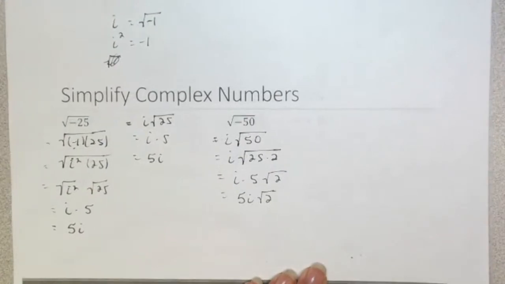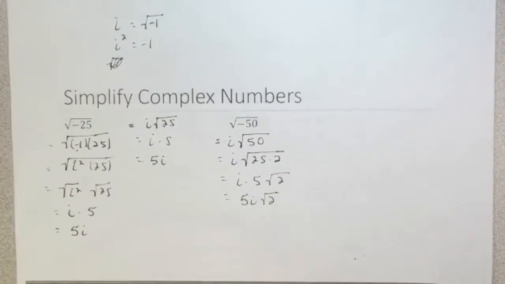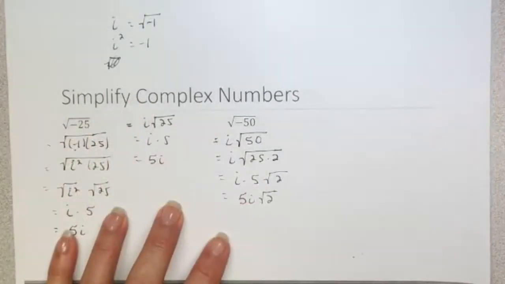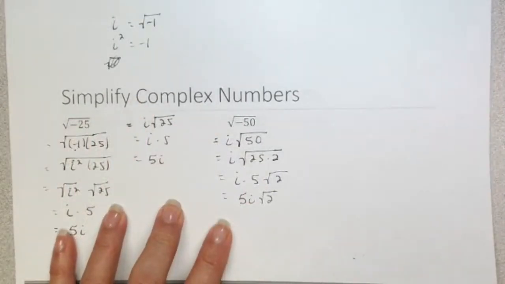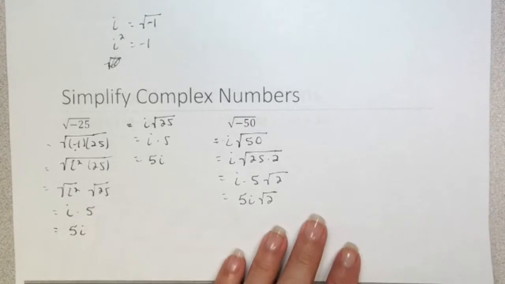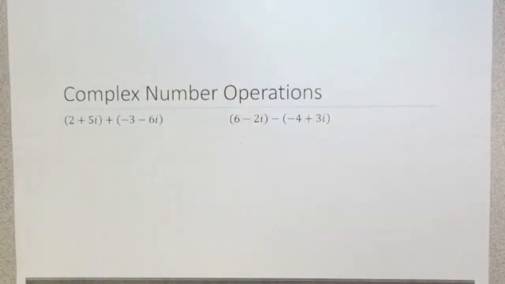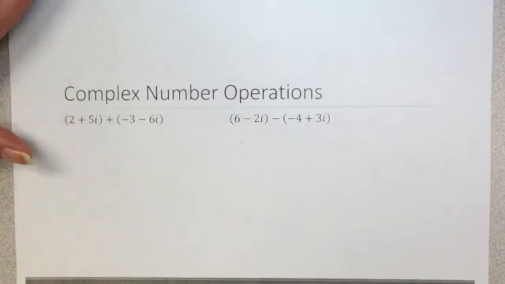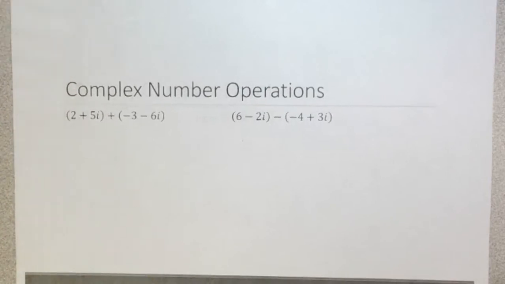Okay, so complex numbers. These are just using the imaginary number to simplify non-real radicals. But sometimes there's a real portion to a complex number. Remember, it's a plus bi. We have an imaginary portion and a real portion. And there are several operations that we can do on complex numbers.